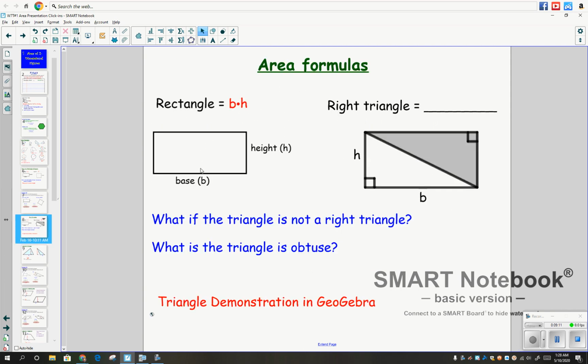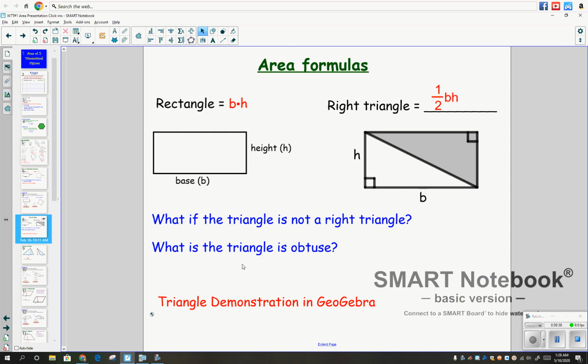Remember, a rectangle is base times height. What about a triangle? Well, notice if I take a rectangle and I draw in one of the diagonals, what did I do to that rectangle? I cut it in half. And what did I create? Yeah, I created a triangle. So what do you think the area of this right triangle is going to be? Well, half of base times height.